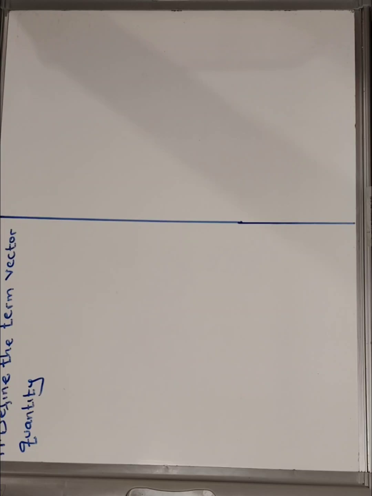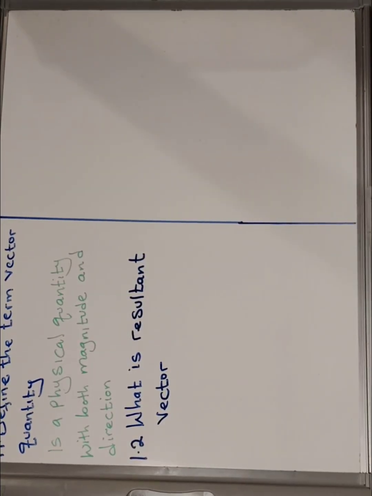Today we are looking at this question. It's under the topic force. So let us look at what the question says. It says, define the term vector quantity. So what is a vector quantity? A vector quantity is a physical quantity with both magnitude and direction. Okay, so that is that.